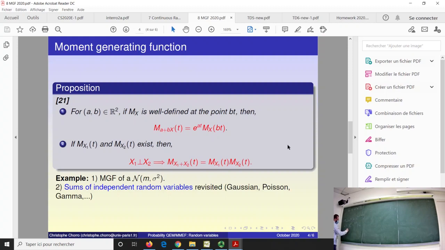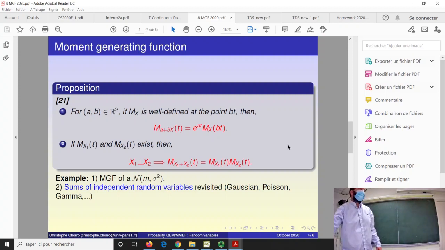And it remains the expectation of exponential tbx. But what is this one? It is just the same kind of expectation as the previous one, just I replace t by tb. So I obtain exponential at, the moment generating function of x at the point tb. I just use the fact that the exponential has some particular property, and that I have an expectation to compute of the exponential of a linear transform of x.